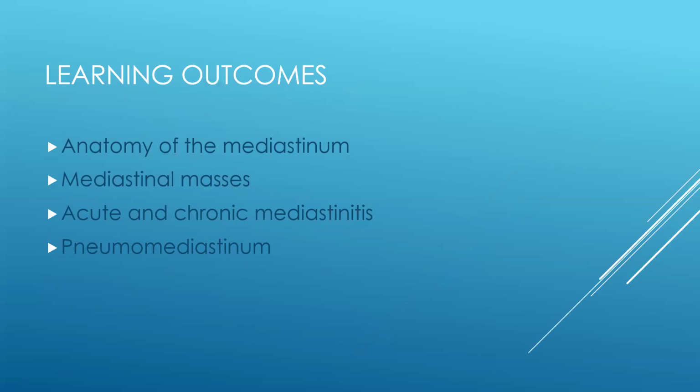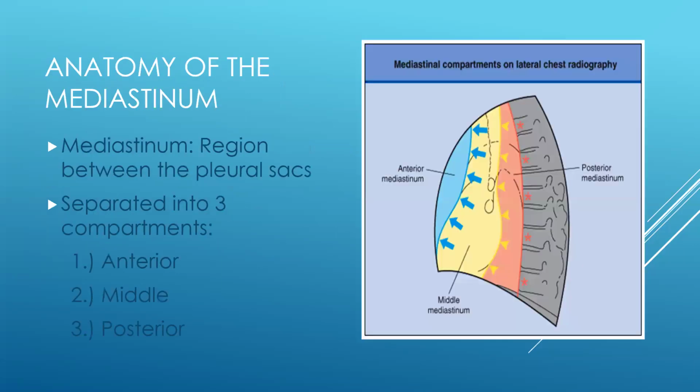So the learning outcomes for this lesson are: first, to recall the anatomy of the mediastinum; second, to discuss the mediastinal masses; third, we have the acute and chronic mediastinitis; and lastly, we have pneumomediastinum. So first, let's recall the anatomy of the mediastinum.